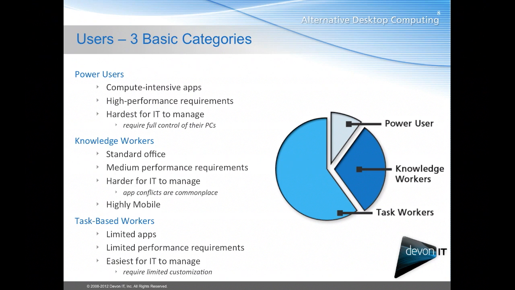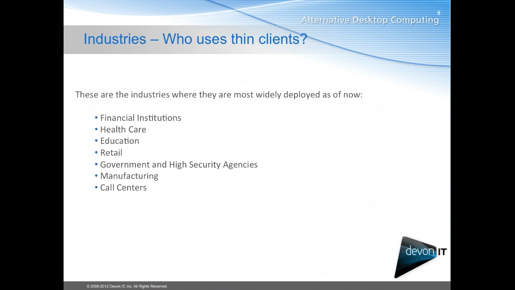And lastly, there are task-based workers. These people use limited apps. They have limited performance requirements, and they're easiest to manage because they're not needing a lot of the computer resources that most users use. So in these industries, who uses thin clients? This can be anything from financial institutions, healthcare, education, retail, government and high security agencies, manufacturing, and call centers.